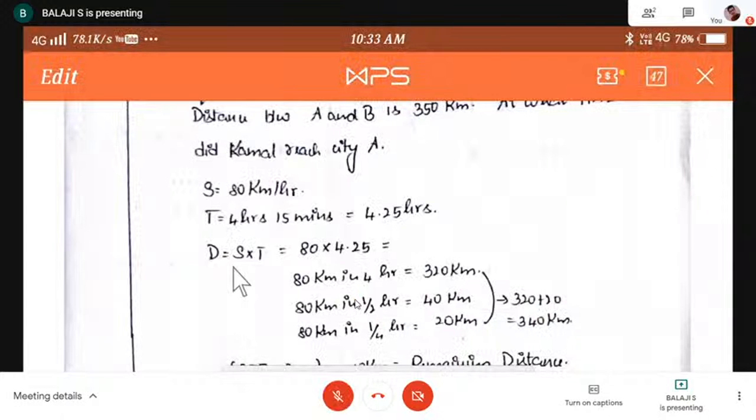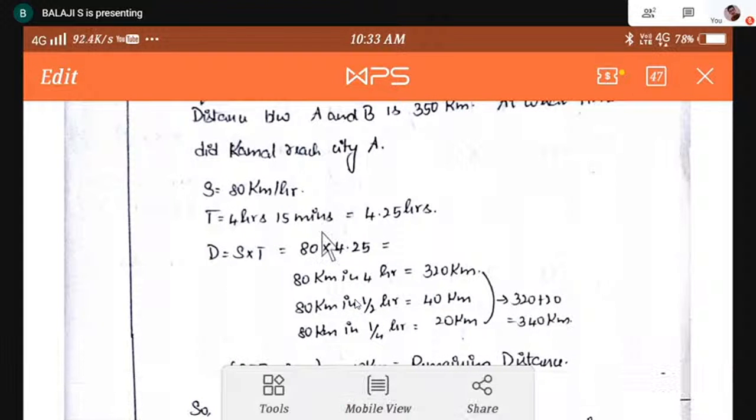See here, the speed is 80 kilometers per hour and the time is 4 hours 15 minutes. Now see here, distance equals speed into time. The speed is 80 kilometers per hour and the time is 4.25. For 4 hours: in 1 hour he travels 80 kilometers. Then for 4 hours, how many kilometers will he travel? 80 into 4, which is 320 kilometers.